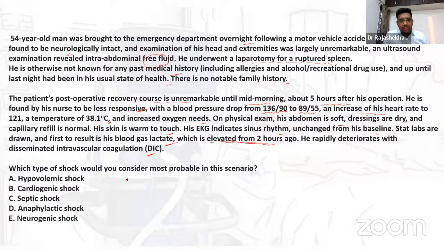So which type of shock would you consider most probable in this scenario? Whether he's in hypovolemic shock, cardiogenic shock, septic shock, anaphylactic shock, or neurogenic shock. So we'll wait for your answer.